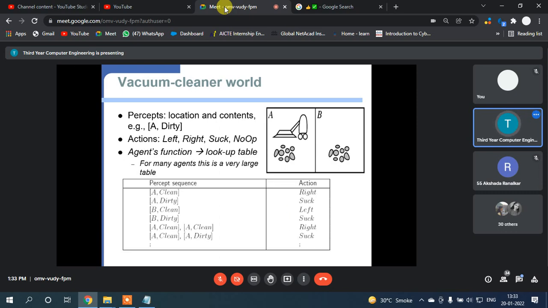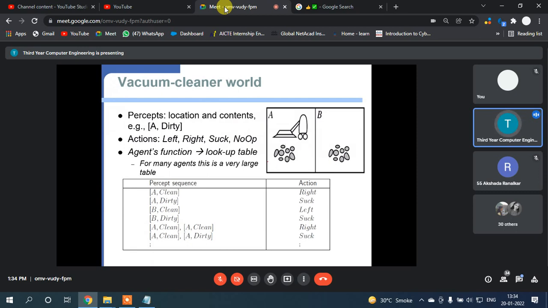अभी देखो हमारा प्रॉब्लम क्या है. वैक्यूम क्लीनर. ठीक है. हमें क्या करना है इसमें? गोल क्या है हमारा? To clean the surfaces. Okay. Either it is of A or B. So what it perceives? परसेप्शंस में क्या रहेगा? Location and contents. अभी लोकेशन क्या है? This is the surface of that A and B.